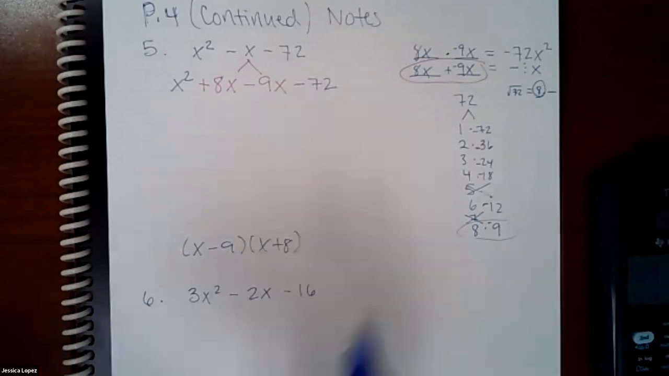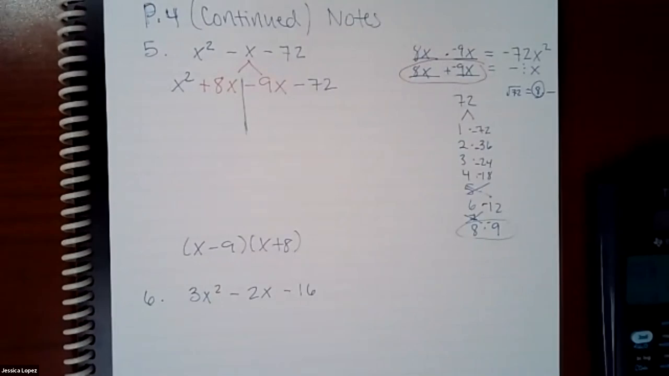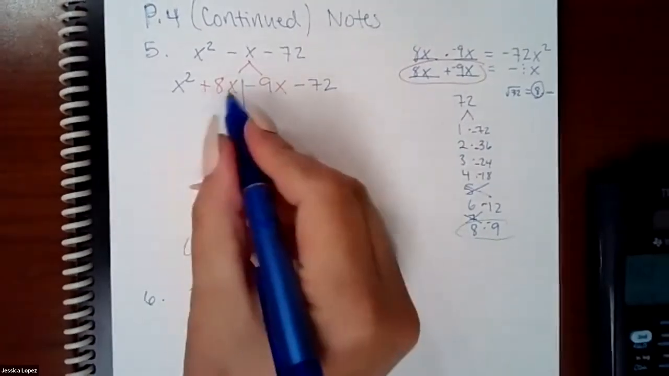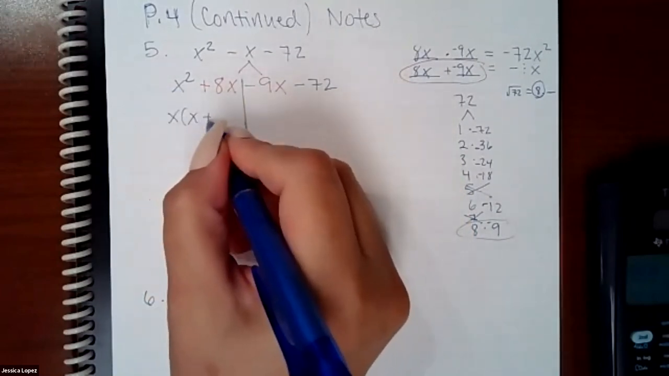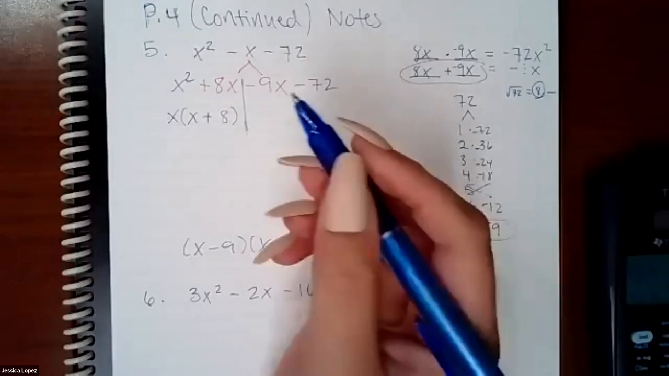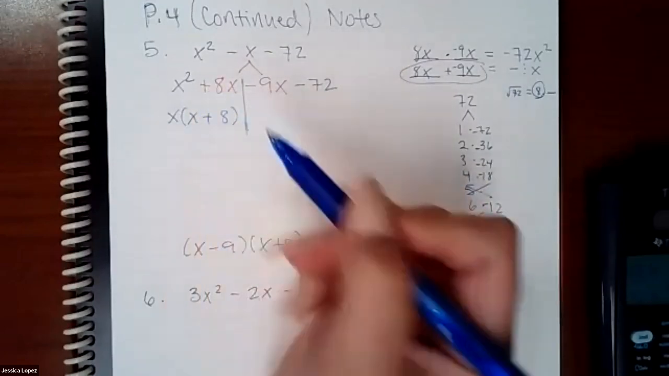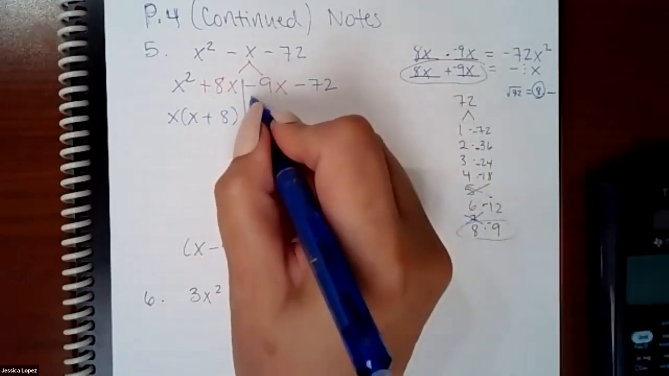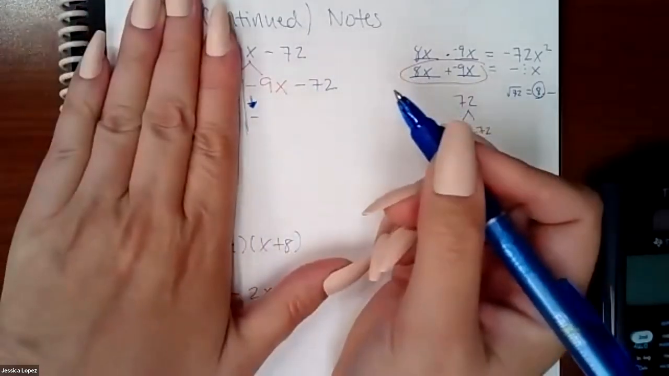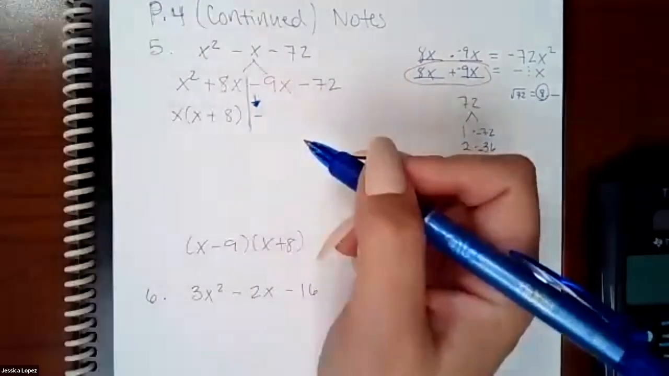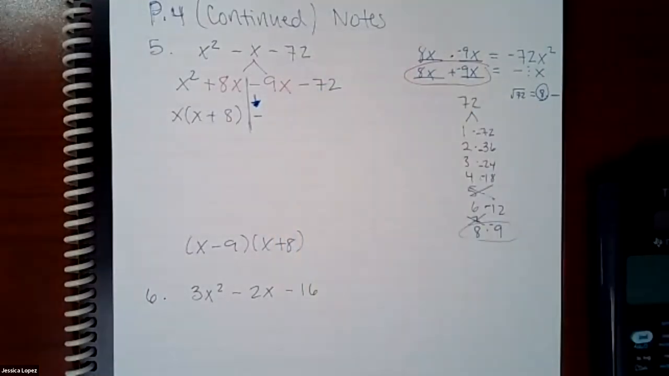From there, we're gonna do our grouping. The left side actually has an X in common. And when I factor that X out, I get X plus 8, right? X times X is X squared, X times positive 8 is positive 8X. Here, I have no choice, I have to bring down the minus. We already know that when you're talking about factoring, if there's a minus in the front, you have to factor that minus out, okay? And then what can both of those numbers be divided by?